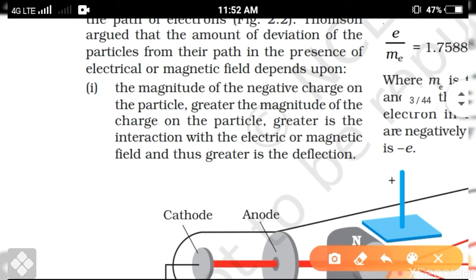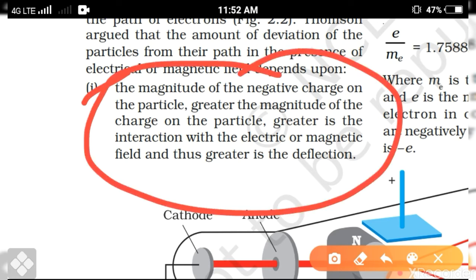First, the magnitude of the negative charge on the particles: the greater the magnitude of the charge on the particle, the greater the interaction with the electric and magnetic fields. What is the magnitude of the negative charge? It is its value, its strength. The greater the charge, the greater the interaction, and thus the greater the deflection.